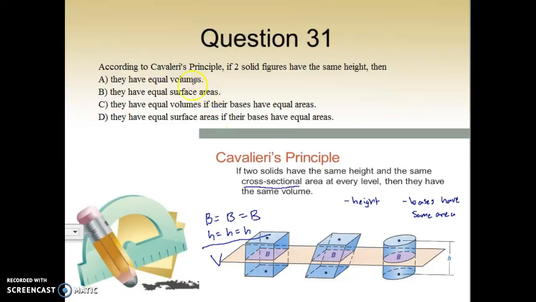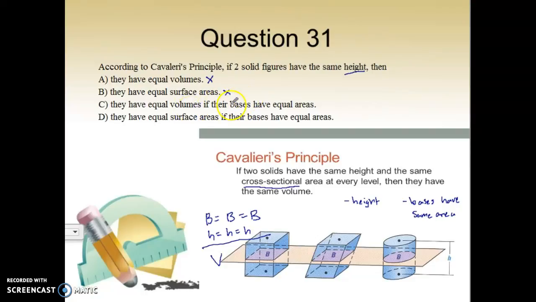So how do we say that up here in this problem? According to Cavallari's principle, if two solid figures have the same height, then they have equal volumes? No, can't be that one because there's two requirements. This only meets one of the requirements, height. They have equal surface areas. We haven't been talking about surface area at all, so that can't be it.